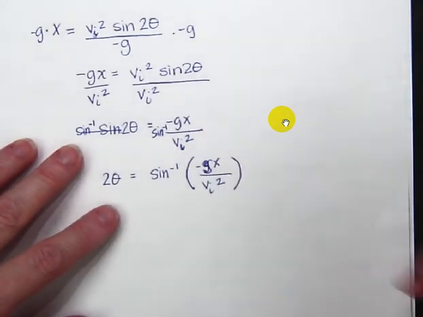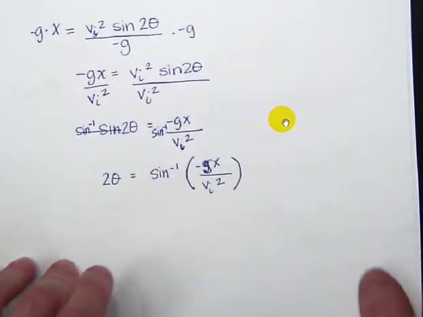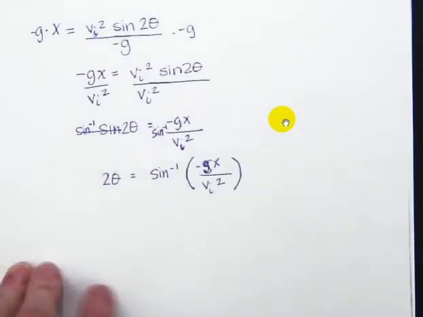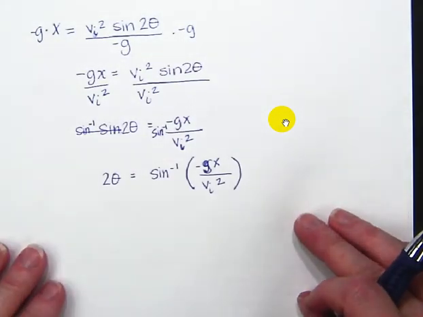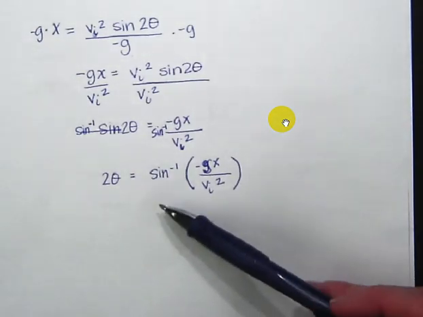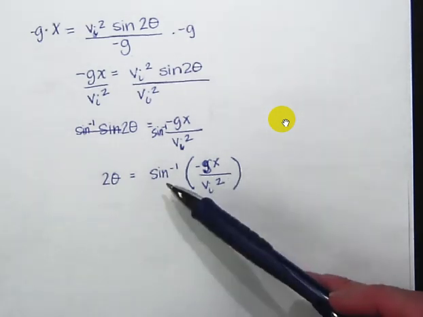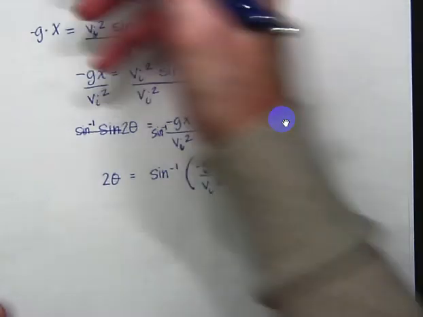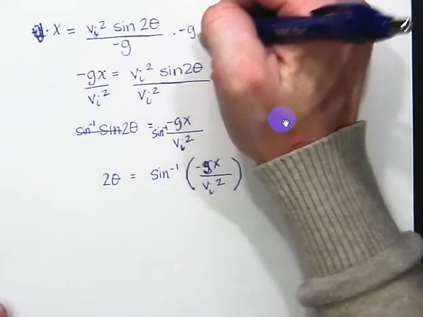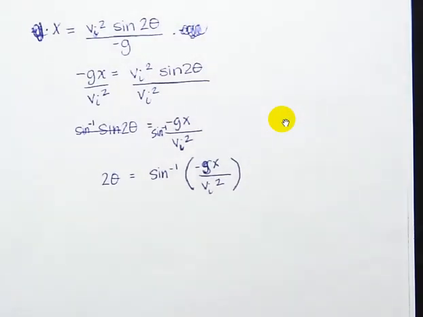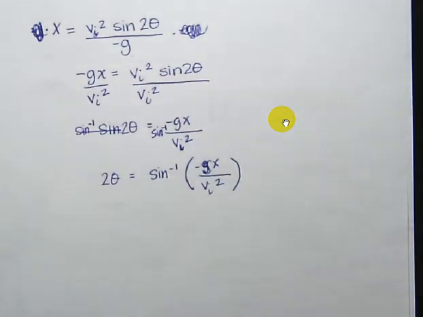That's a g right there. I'm having troubles with something underneath my paper, making it a mess. So this is the formula that you'll find on the PowerPoint slide. This is what it looks like. And that's how they got it from the original equation of x equals initial velocity squared sine of 2 theta divided by negative g.